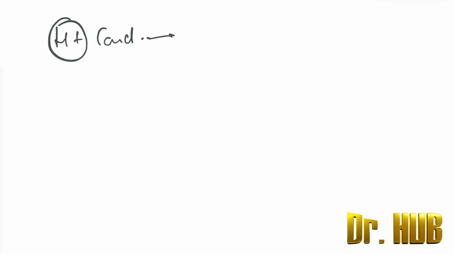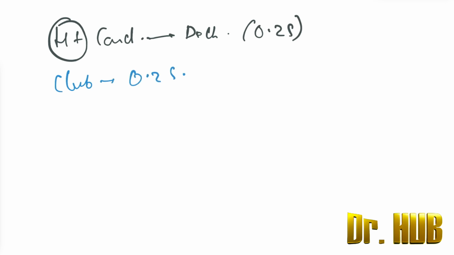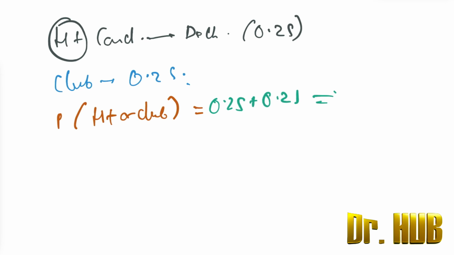Let's look at an example for the addition rule. The probability of picking a heart card from a deck is 0.25, because it is 1/4. The probability of picking a club is also 0.25. So P of a heart or a club is 0.25 plus 0.25, which is 0.50. So we basically add them.